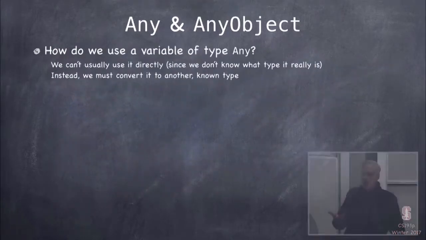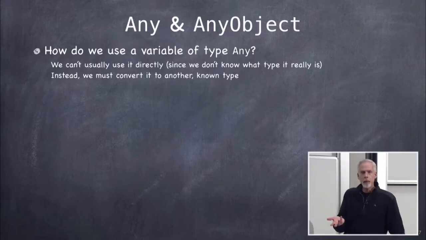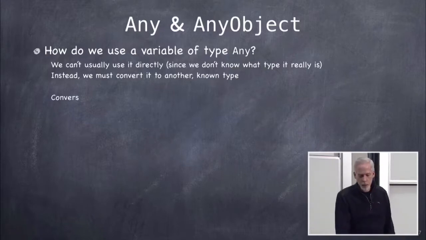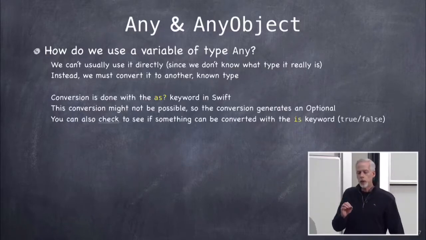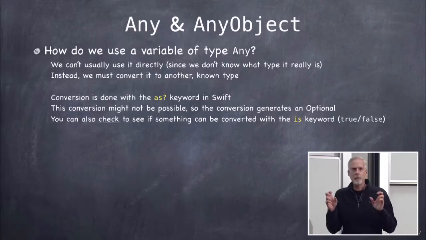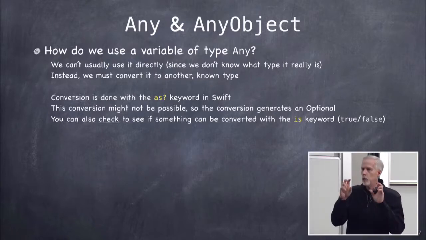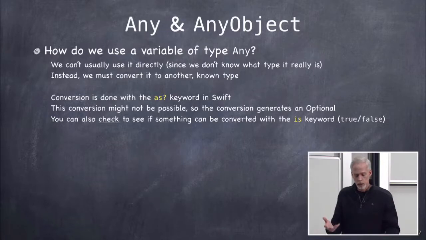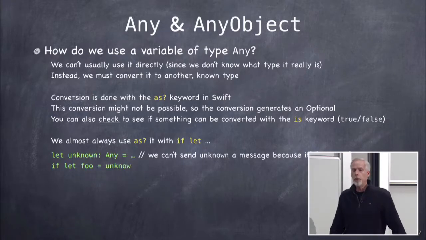So how do we use something of type any? We can't send any messages to it, because we don't know what methods it has. Instead, we have to convert it. We convert type any, or any object, into some class that we know about using as. As is a keyword. We do as question mark, because we don't know for sure that we can convert something, so it's an optional. And we use it with if let.